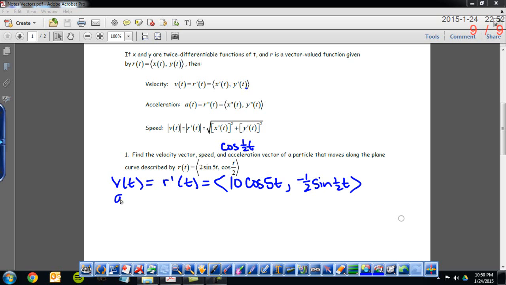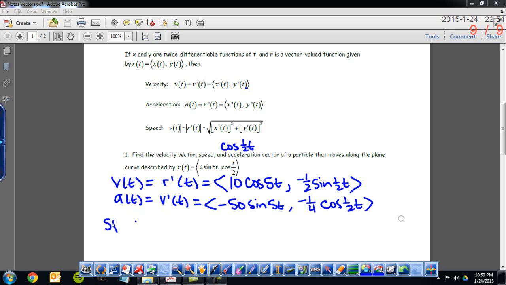So then acceleration is just going to equal the derivative of velocity. So again, using the chain rule, the derivative of cosine is negative sine, and I'm going to have to multiply by the 5 because that's the derivative of the argument. So I'll get negative 50 sine 5t, and derivative of sine is cosine half t, but I have to multiply by the 1/2 of the argument, so that gives me negative 1/4 cosine half t.